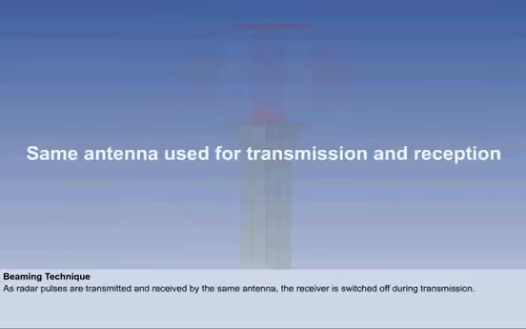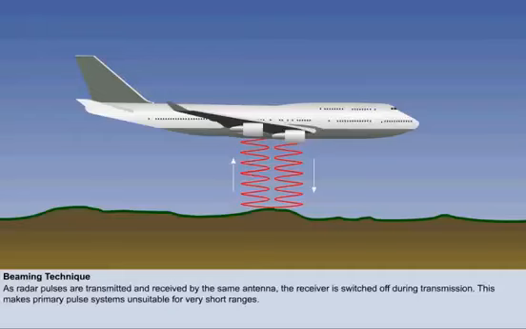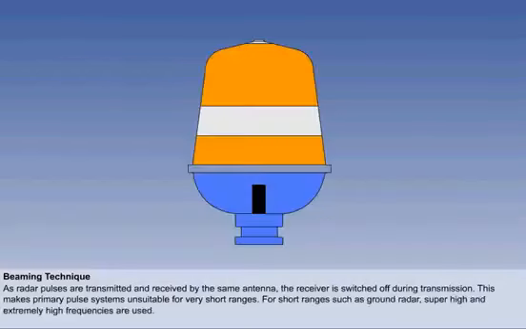It is normal to use only one antenna for both transmission and reception of the pulses. As both cannot happen at the same time, it is necessary to disconnect the receiver whilst the transmitter is firing. This makes primary pulse systems unsuitable for very short-range systems, since the leading edge of the pulse will arrive back at the radar dish whilst the transmitter is still firing, and will therefore not reach the receiver unit, which is still switched off.